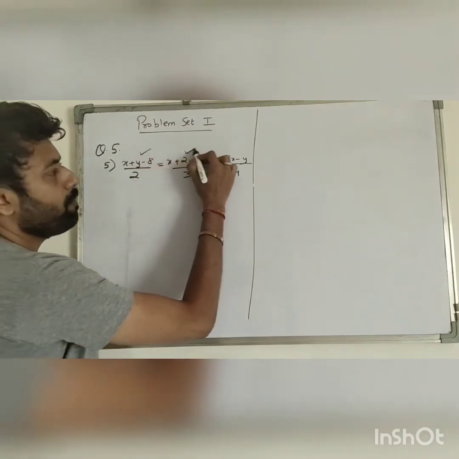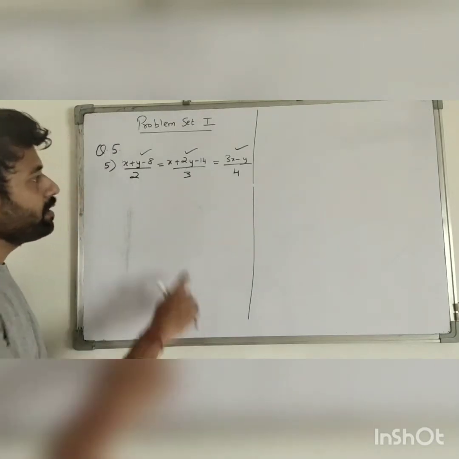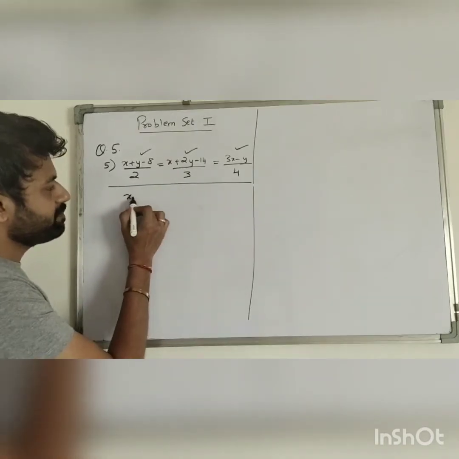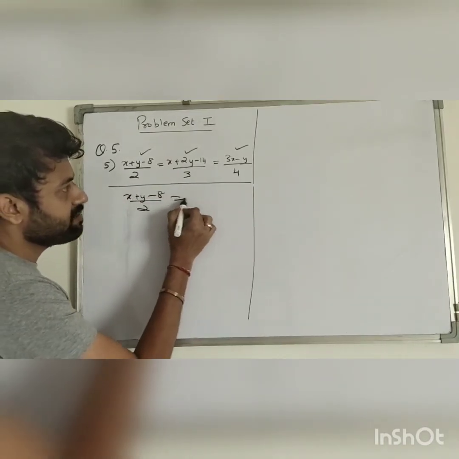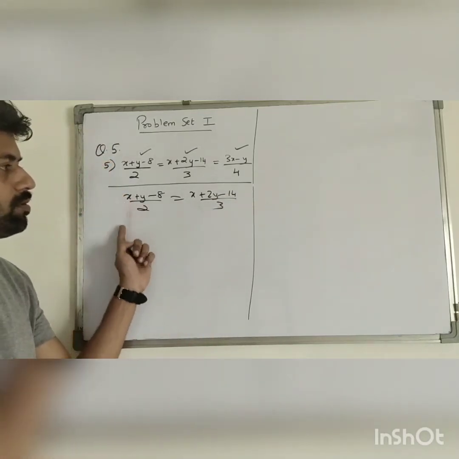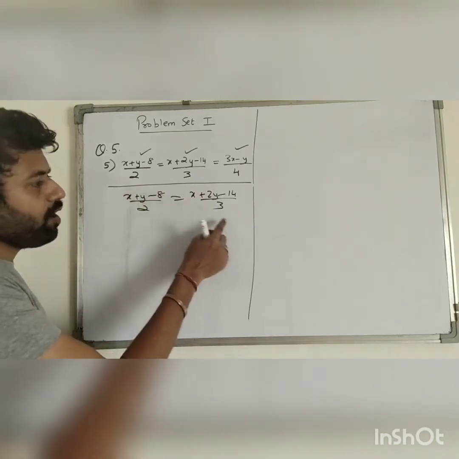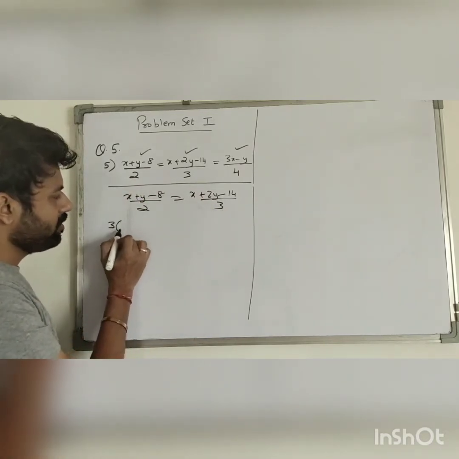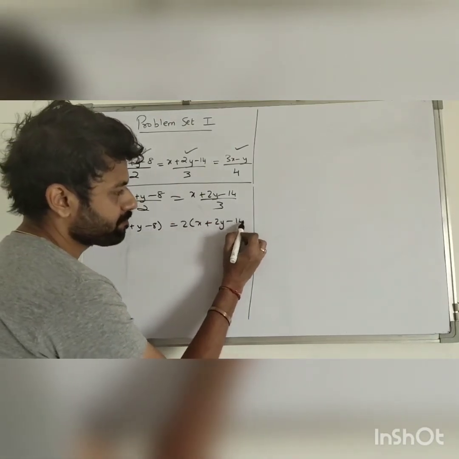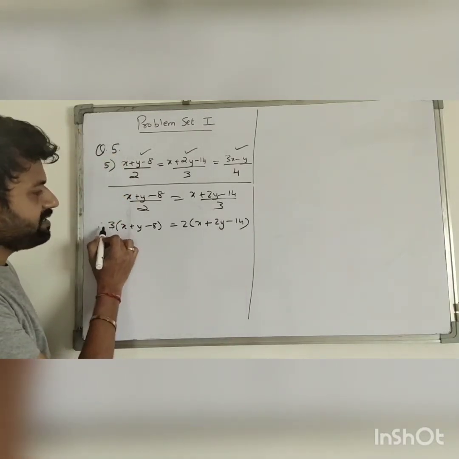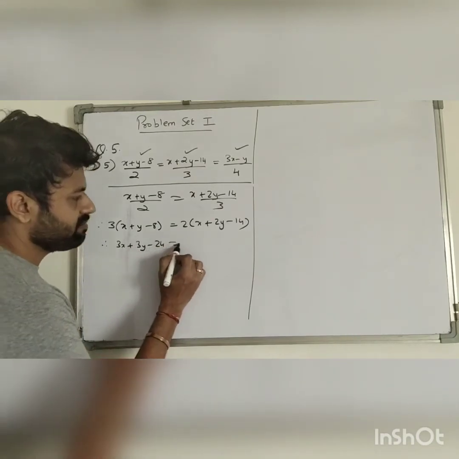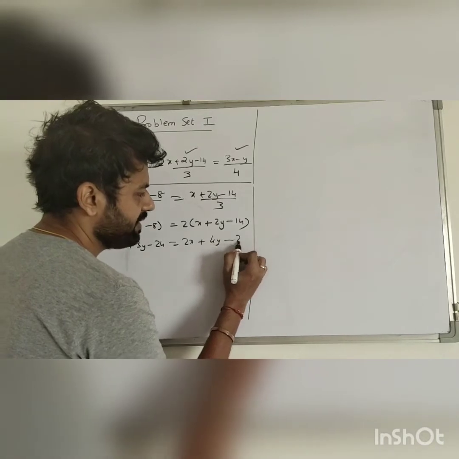We have one part, two part, and this is the third part. We will consider the first two parts, that is (x + y - 8)/2 = (x + 2y - 14)/3. We do transferring of these denominators. 3 will go on the left hand side, 2 will go on the right hand side. After this step we will get 3x + 3y - 24 = 2x + 4y - 28.